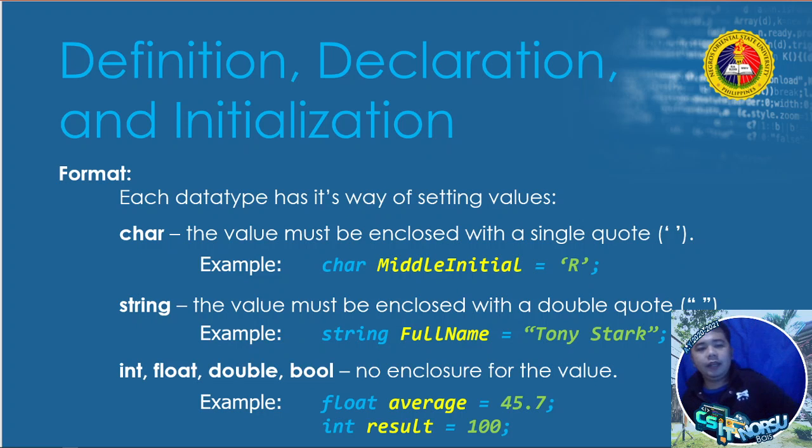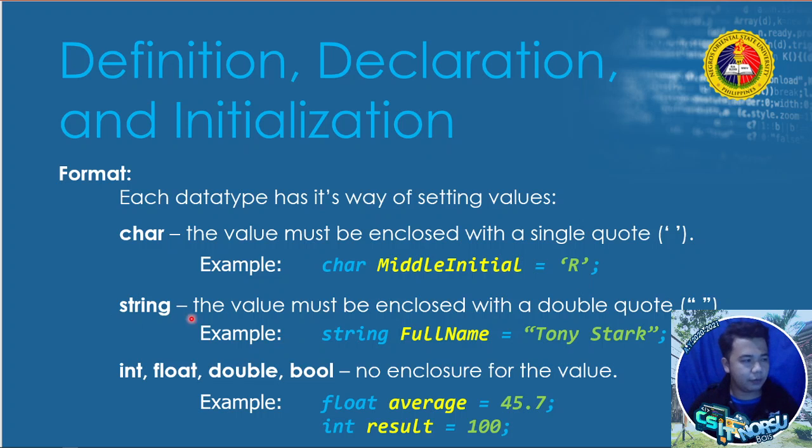Now, in initializing values, always remember that each data type has its own way of setting values. Okay? So for characters, the value must be enclosed with a single quote. Example: char, that is the data type, and then middle initial, which is the identifier, and the value is R enclosed with a single quotation. Again, for characters, the value must be enclosed with single quotes.